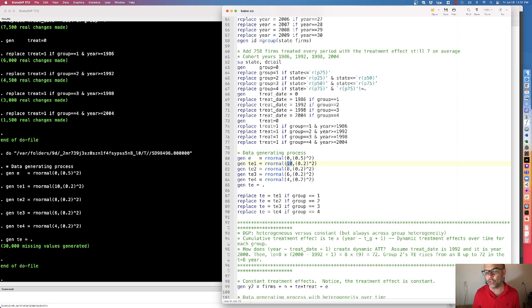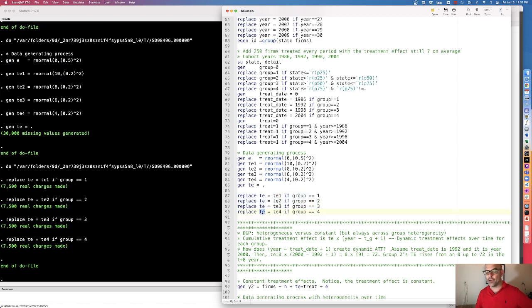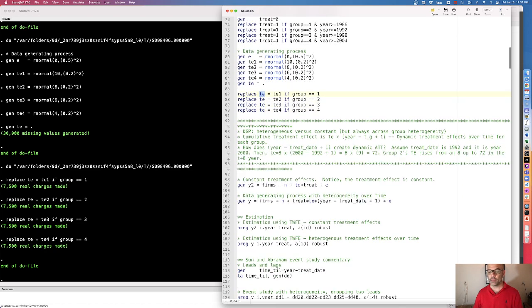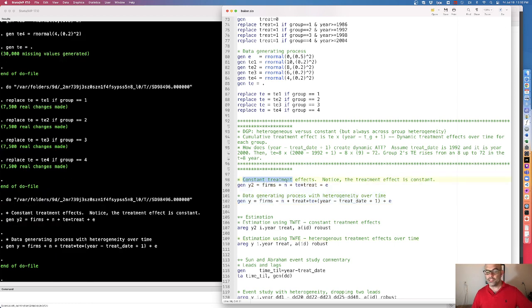So you get this natural situation where the people with the largest returns to treatment are adopting first, and then it decreases. Then we're just going to replace that and we're going to get treatment effects. Now, these are not going to be observed. We don't know what those are. We do know that's going to be a dummy for treatment. We do know treatment dates. We know what group you're in. But I don't know your treatment effect, right? Because that's invisible. All right. So I'm going to look at two situations. Constant treatment effects. Heterogeneous treatment effects over time.